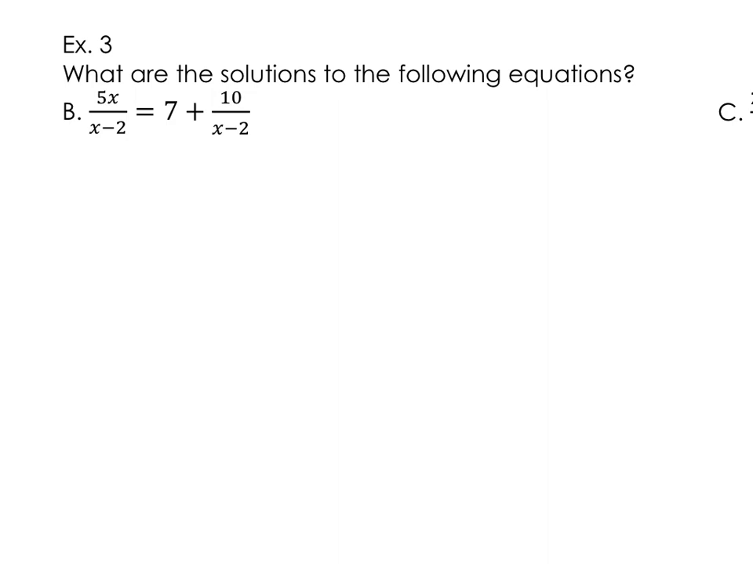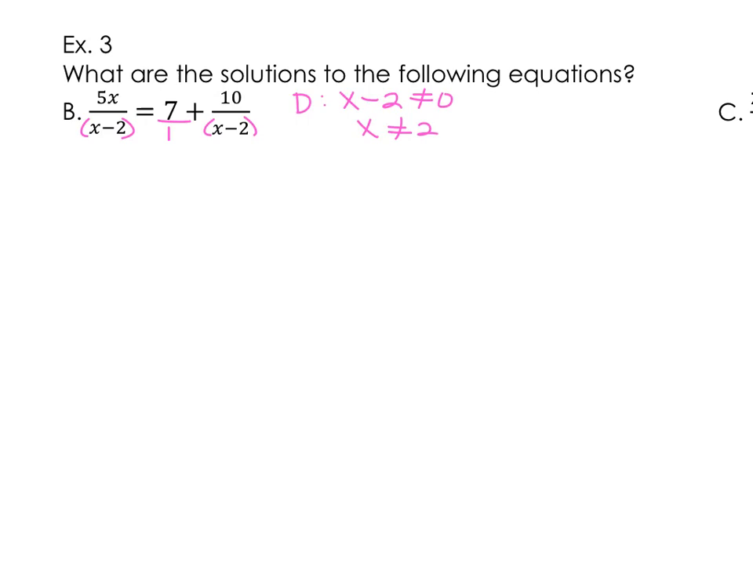Here's another helpful example. 5x over x minus 2 equals 7 plus 10 over x minus 2. I'm going to put the x minus 2's in parentheses and make 7 a fraction. So I'll put that over 1. Notice none of my denominators need to factor, which is kind of nice here. We'll state our restriction for the domain. If x minus 2 can't equal 0, that means x can't equal positive 2.